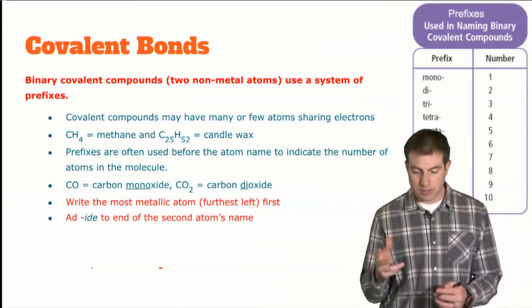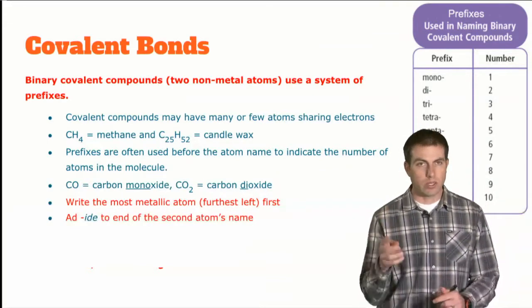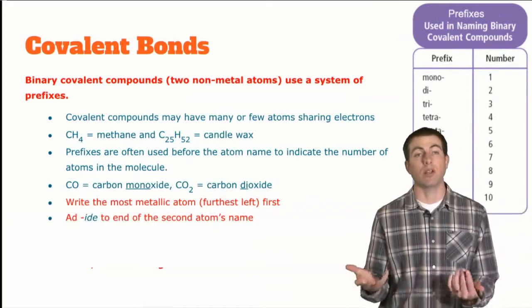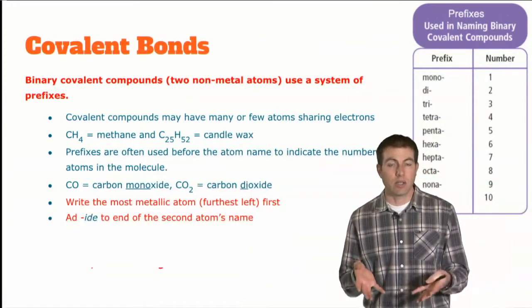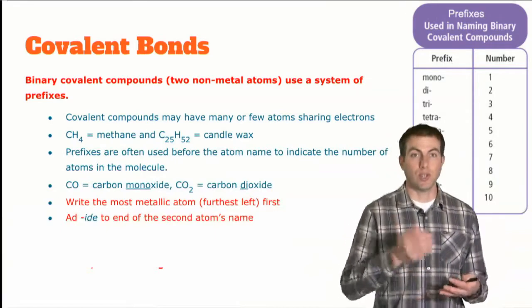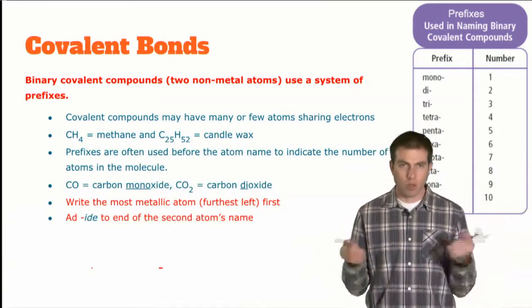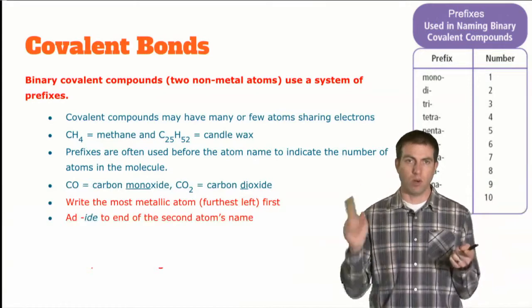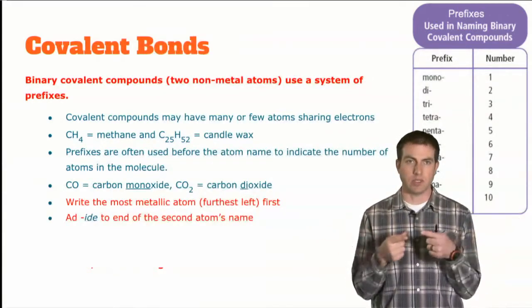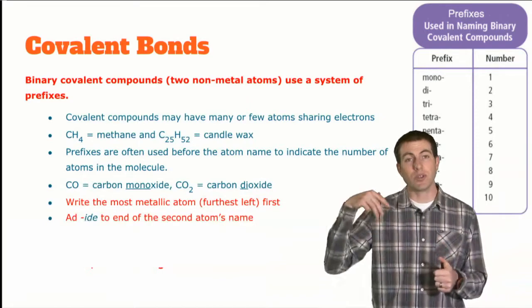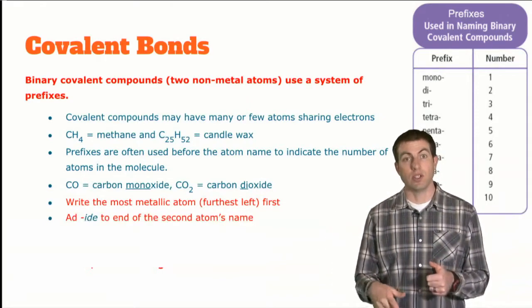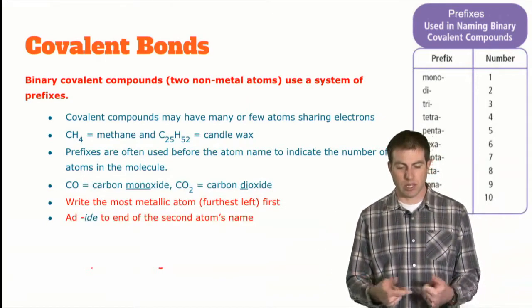When I have something like CH4, that's 1 carbon, 4 hydrogen, we call it methane. That's a C and an H together. In an ionic compound, if we have something like sodium and chlorine, there's only one way to combine these things. 1 sodium, 1 chlorine, electron gets transferred, they stick together, sodium chloride. That's it. There's only one way to do it. When we deal with covalent compounds, there's many ways for these things to bond together.